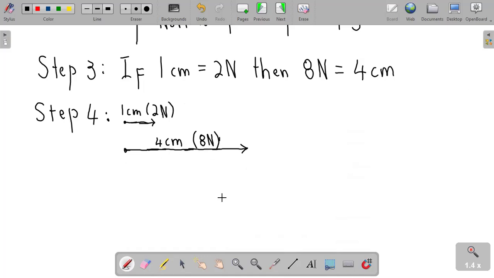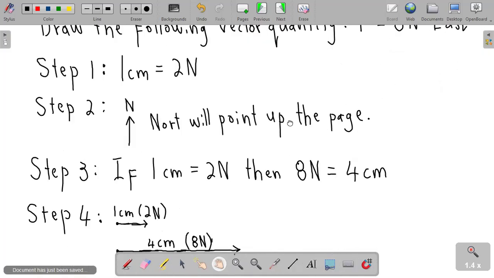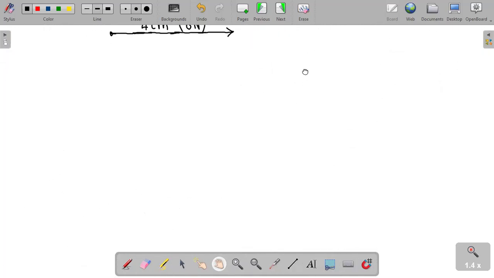Let's do another example, shall we? So let's move on from example 1. So let's go to example 2 here. Show you another example.